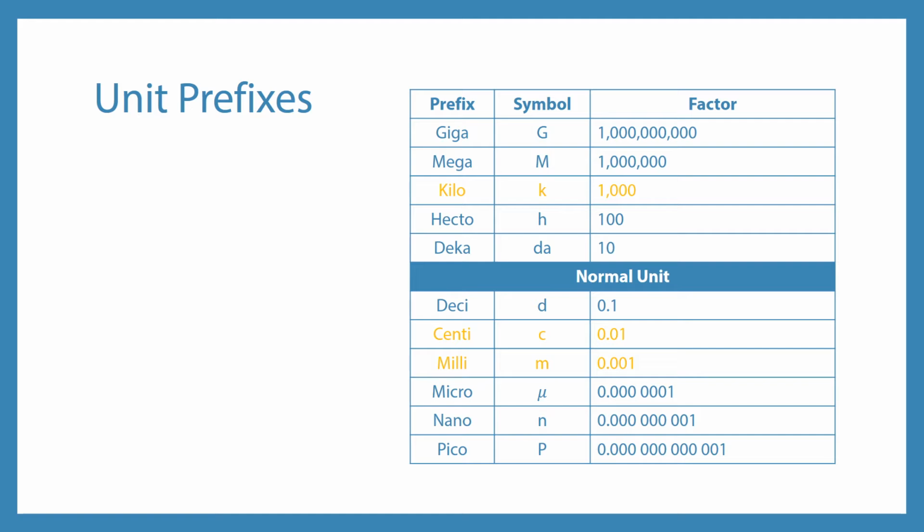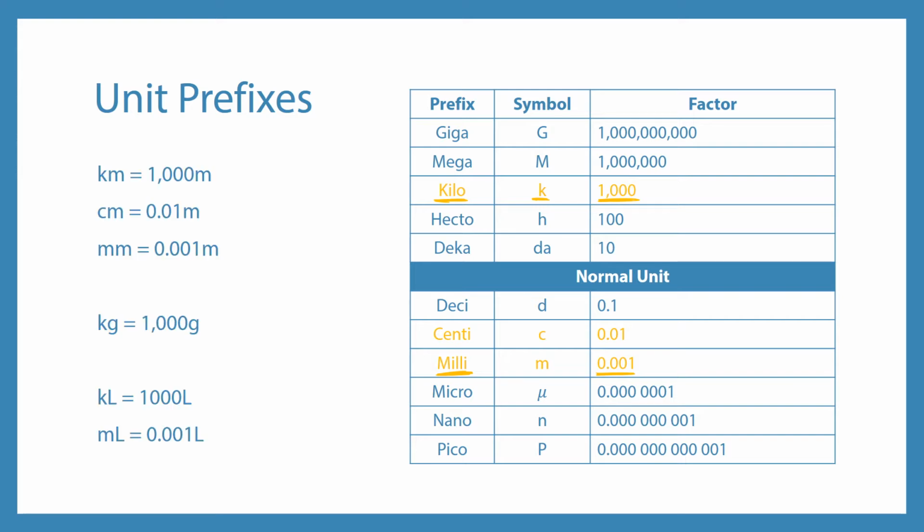These prefixes are just the words that go in front of our unit. So let's say we had meters, we could put kilo in front of it and that would use this little symbol K, and it means that we have 1,000 of our unit, which is meters. If we had milliliters, we've taken the prefix milli, which means 1/1000th or 0.001 of our unit, which is liters.